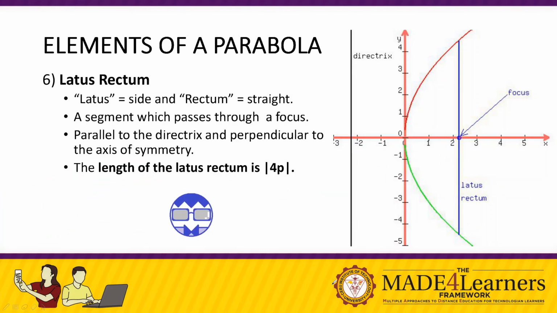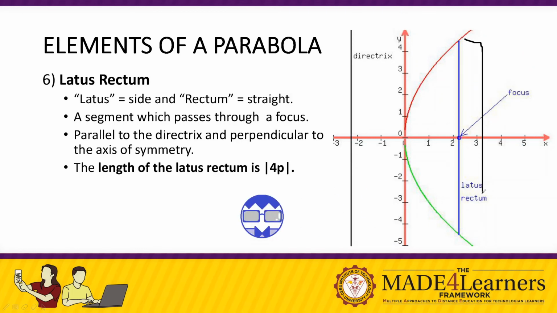So the length of the latus rectum is actually the absolute value of 4p. So the total length of this here, the blue line, is actually 4p. And we take the absolute value because we're referring to the length. Again, there is no negative length. It's just positive length. Some small observations: half of this latus rectum, what will be its length? It's actually just 2p.